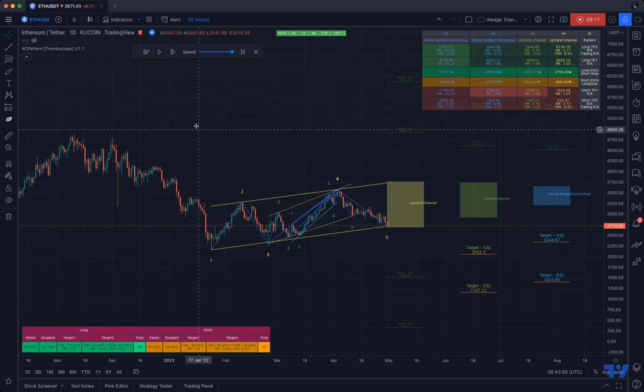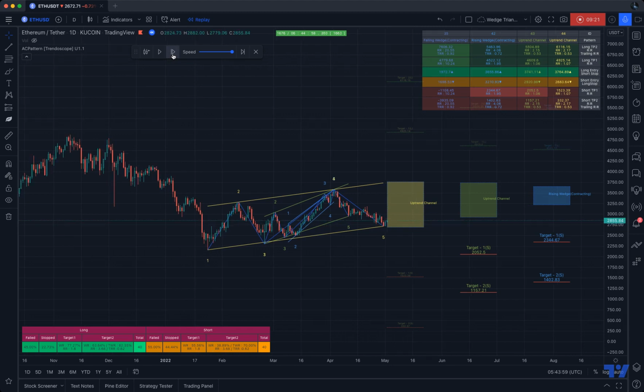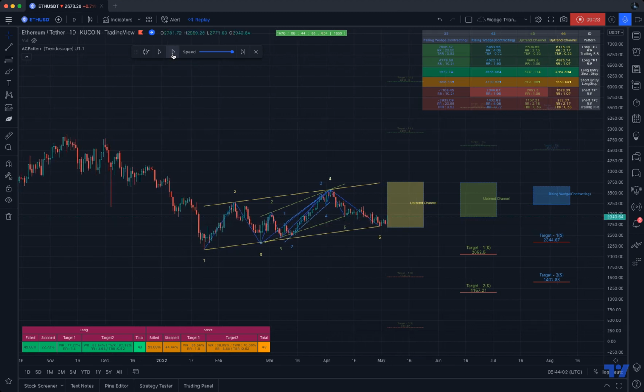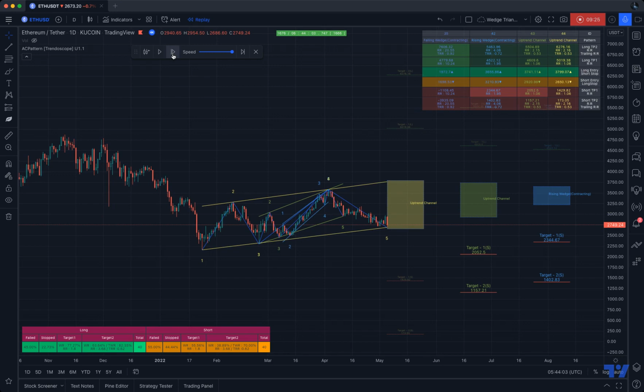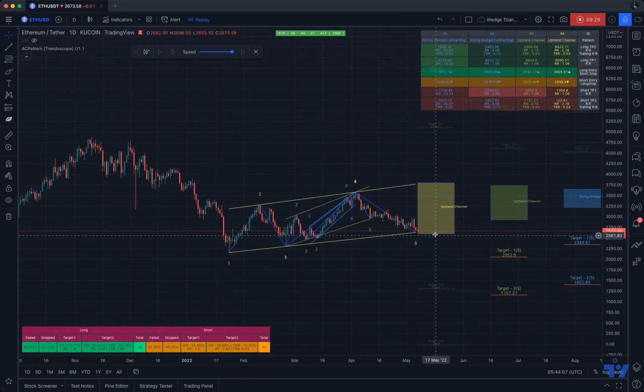Our pattern is repainting, but it will not repaint when the entry is reached. If the entry is reached, then, yeah, that didn't come actually.